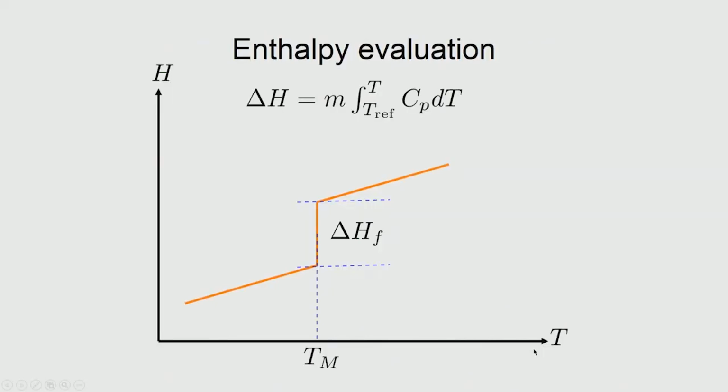Once this is there, we can see how this is applicable for most of our systems. If you take many of the pure materials, for example pure iron, the melting point is indicated here.